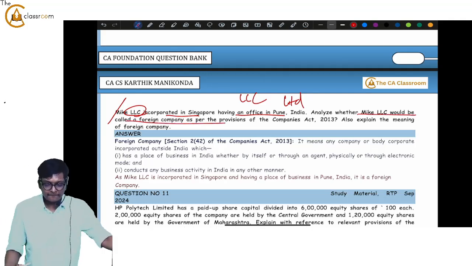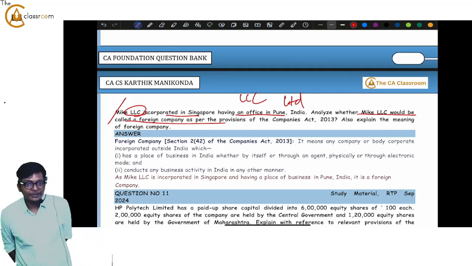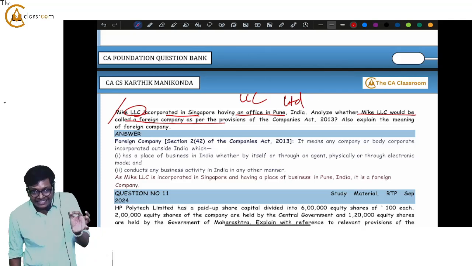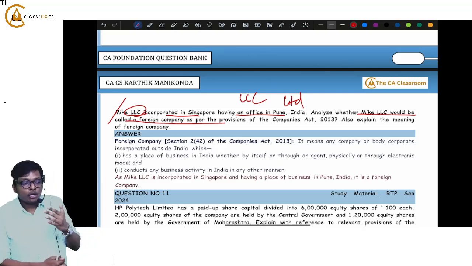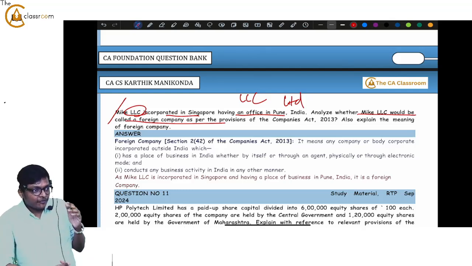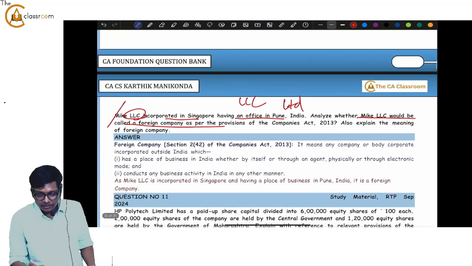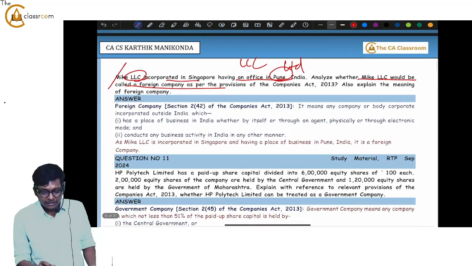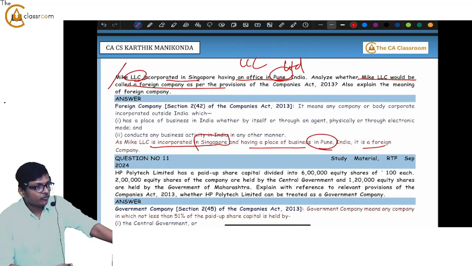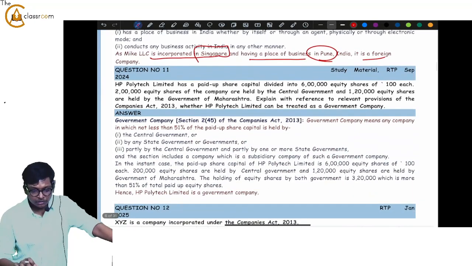Okay. What we studied, a foreign company means a company which is incorporated outside India but has a place of business in India, either by itself or through an agent, physically or through electronic mode. Here they have an office in India. Where? Pune. Therefore, incorporated in Singapore, having a place of business in Pune, it is a foreign company. Are you following, guys? Next, question number 11.